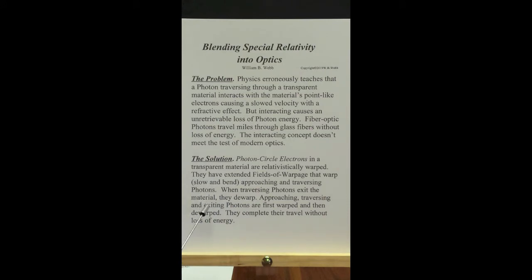So when a traversing photon enters a material, it's warped by the field of warpage at the surface of the material. Then it's warped while it's in the material, and when it exits the material, it dewarps. So photons approaching, traversing, and exiting are first warped and then dewarped, and they complete this travel without any loss of energy.